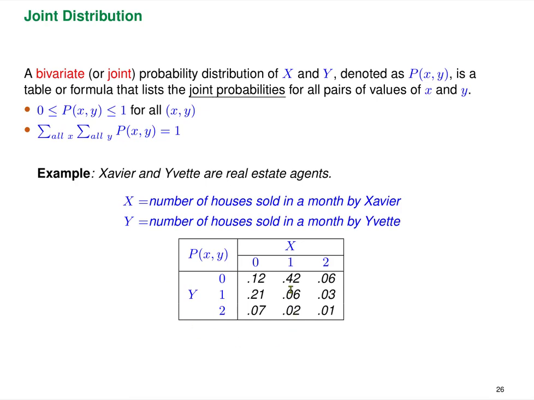Let's take this number, 0.42, as an example. It means that the joint probability that Xavier sells one house and Yvette makes no sale is 42% chance. All the other numbers can be interpreted similarly.